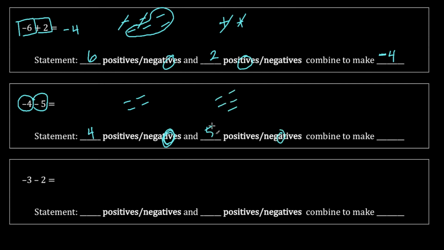Now if we look at this, negative 1, negative 1 doesn't make 0. It has to be negative 1, positive 1, or positive 1, negative 1. But in this case, we only have negative 1s. So we can't cross anything out. So we are left with 1, 2, 3, 4, 5, 6, 7, 8, 9 negatives. So 9 negative 1s, which is negative 9.